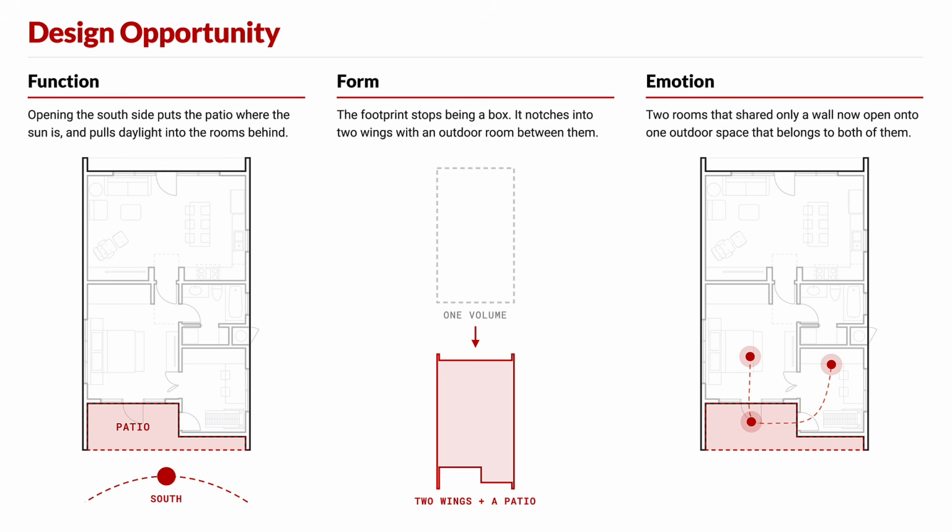One thing I often find while designing is that a single decision can create several opportunities. The patio began as a response to sunlight, but it also shapes the building's form and creates an outdoor space that can connect both rooms. This is where function, form, and emotion begin to work together.